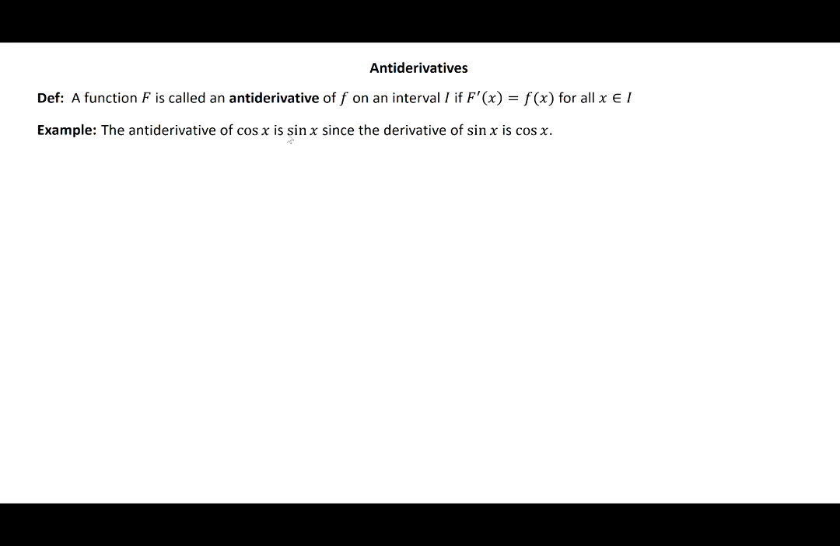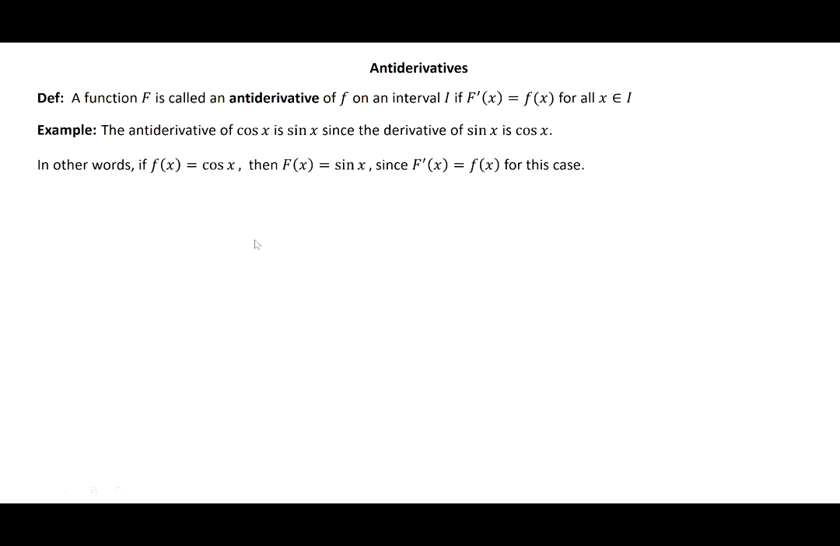Cool? So when I ask you, hey, what is the antiderivative of something, let's say secant squared x, immediately you should think, wait a minute, the derivative of what is secant squared x? I remember. The derivative of tangent x is secant squared x. Therefore, the antiderivative of secant squared x is tangent x. Cool? It's as simple as that.